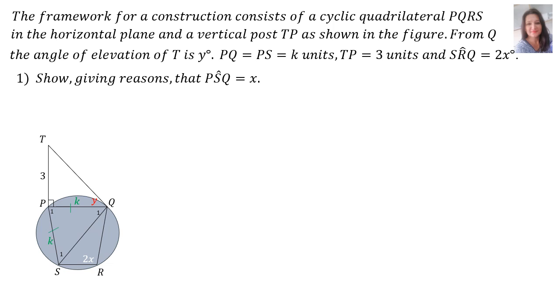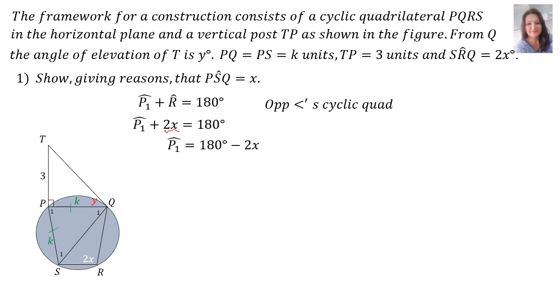Number 1. Show, giving reasons, that angle PSQ is equal to x, and angle PSQ is also S1. So we can start by saying that angle P1 plus angle R is equal to 180 degrees, and your reason: opposite angles of a cyclic quad are supplementary. But it was given that angle R is equal to 2x. Therefore, P1 is equal to 180 degrees minus 2x.